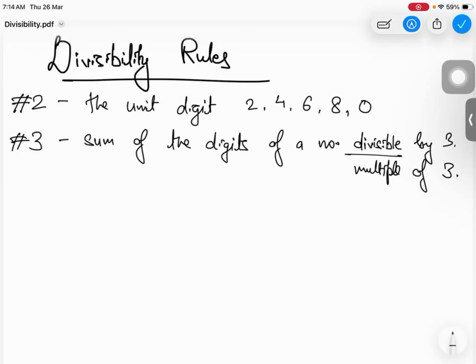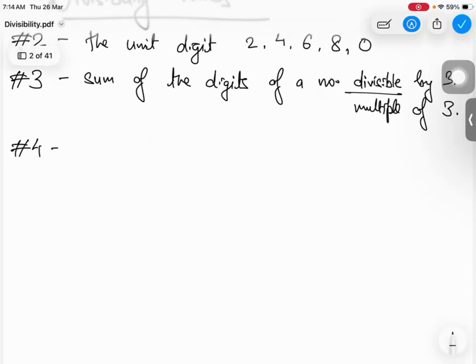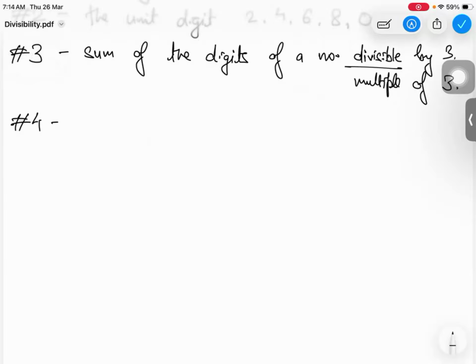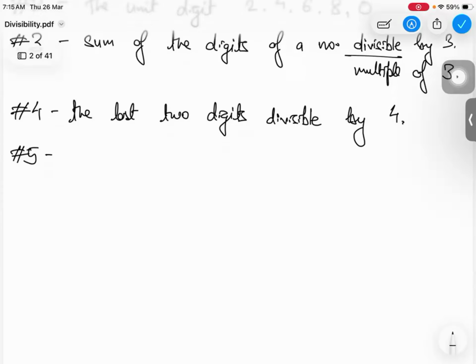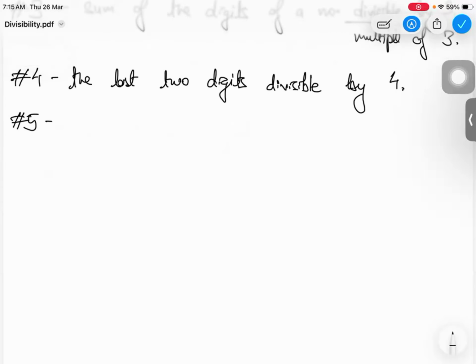All right. What about number 4? Let's discuss number 4. Does anyone remember number 4? Number 4, guys. I believe it is the last two digits divisible by 4. Very good. This is something we need to memorize, but okay, we are doing this right from school. I won't call it a memorized thing.